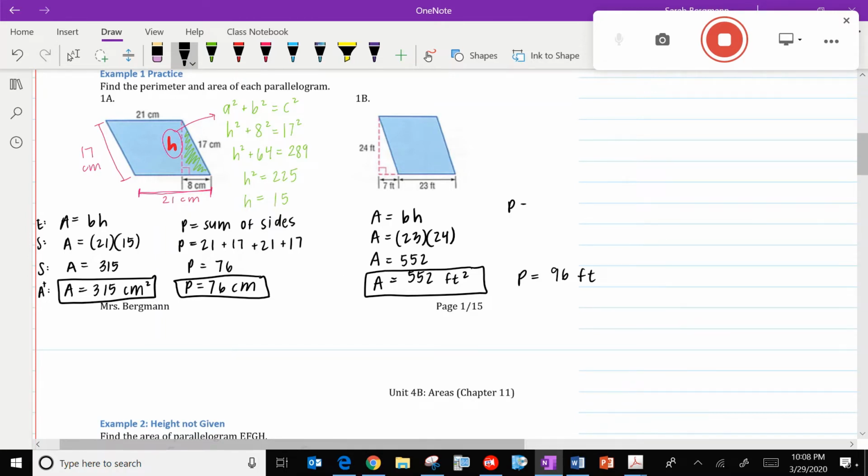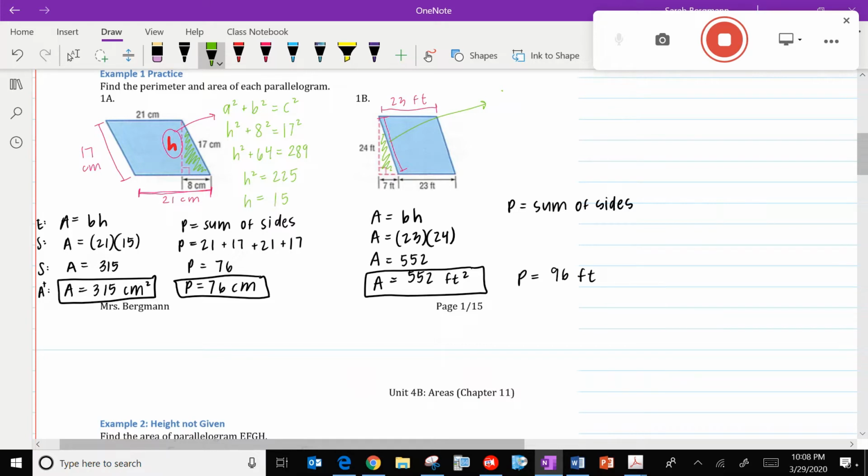The perimeter is equal to the sum of the sides. So I should have 4 sides to add. However, right now I only know 2 sides. I know 23 feet for the base, which I used before, and I know that the side opposite that is also 23 feet. Now 24 feet is not the length of this side. What I need to do to find the length of that side is look at this right triangle again. So I'm going to go do some work up here.